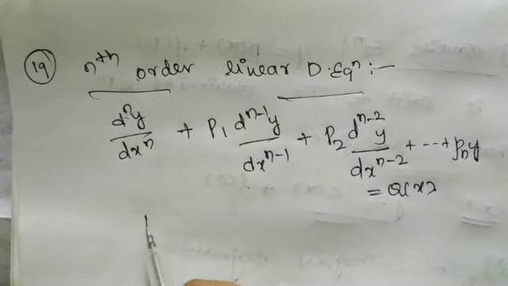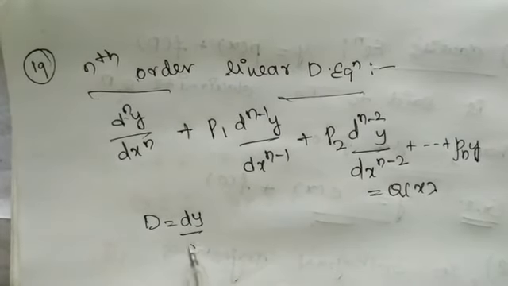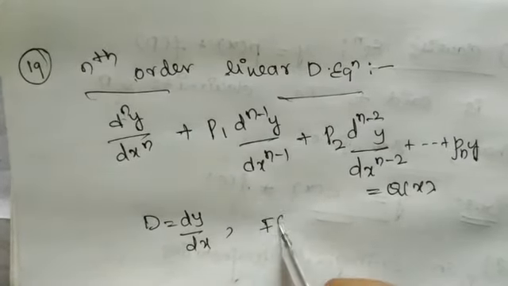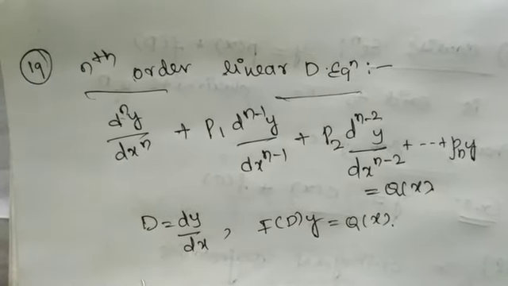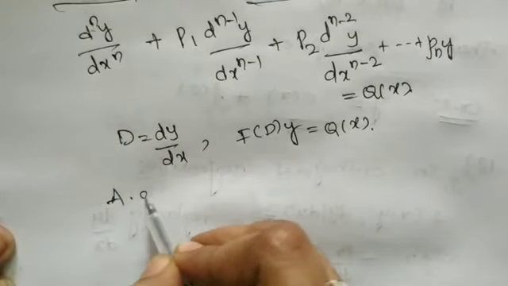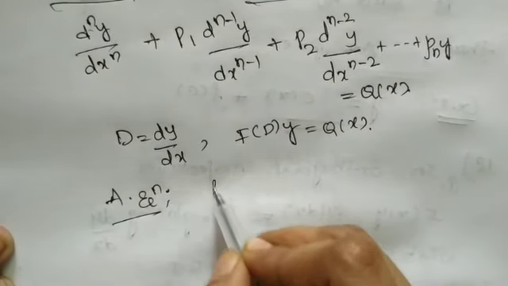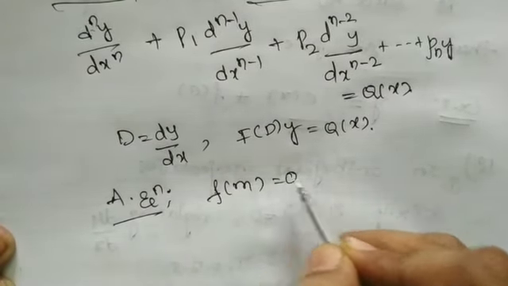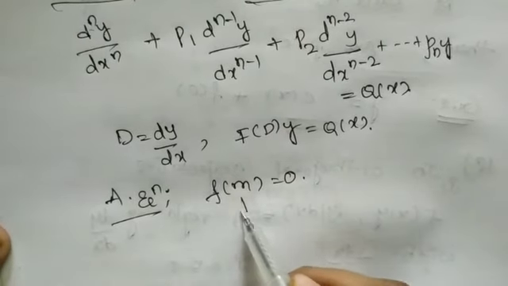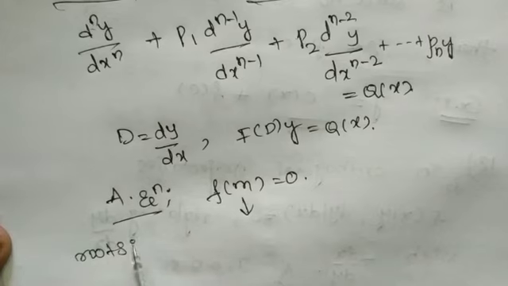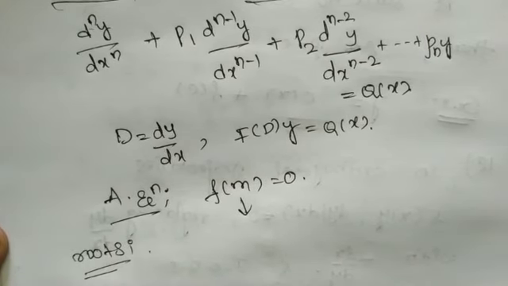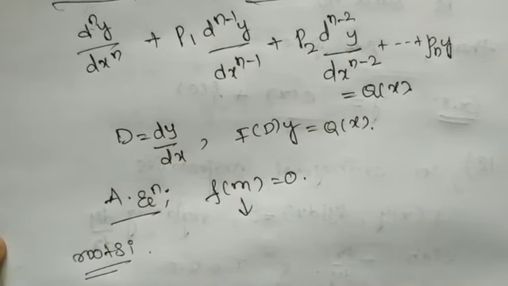So in this, capital D equals d/dx. So f(D) y = Q(x). So here the auxiliary equation is f(m) = 0. So here, finding the roots of the auxiliary equation, we have 7 formulas.